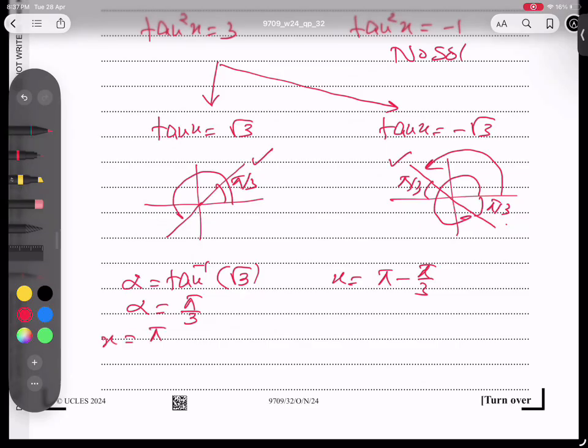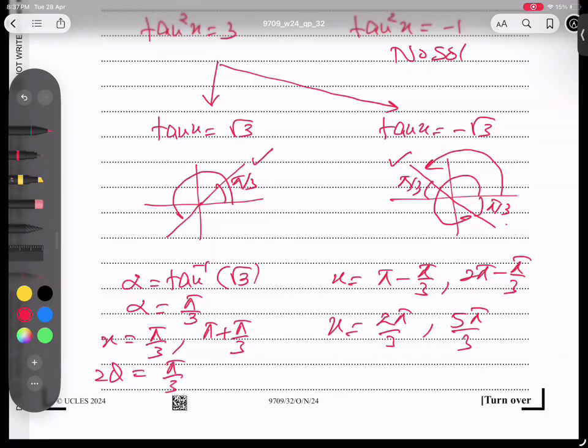The first answer is pi by 3. Second is pi plus pi by 3. And students, what here? I get 2 pi minus pi by 3. I'm getting this answer pi by 3 and 2 pi by 3, and here 5 pi by 3. And I'm replacing now, students, each with double theta here. And 4 pi by 3, and here same 2 pi by 3, students, and 5 pi by 3.